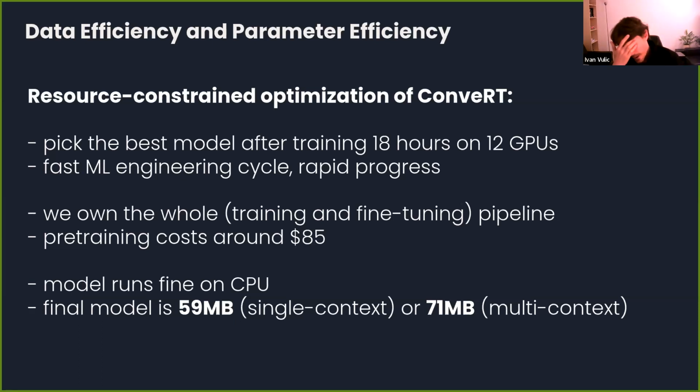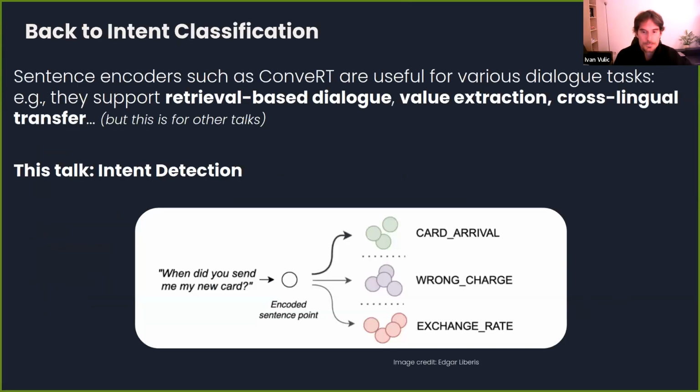Okay, so far I haven't even touched intent detection, but this encoder model is pretty much the basis of many things that we're gonna cover later on. So now we're back to intent classification. As I said, the paradigm is pre-train once and then fine-tune for many tasks. And so ConveRT can support tasks like retrieval-based dialogue, also another task which is part of dialogue NLU called value extraction. We're not going to talk about that, or cross-lingual transfer, but all of this is a separate topic for another talk. So in this talk, we're going to focus on intent detection.